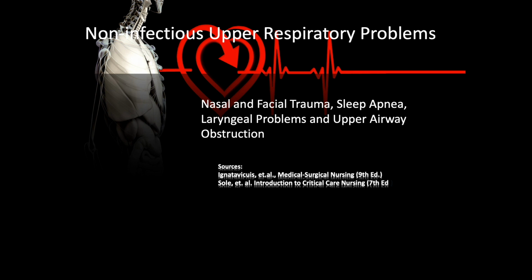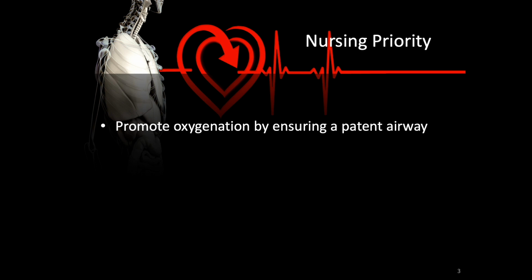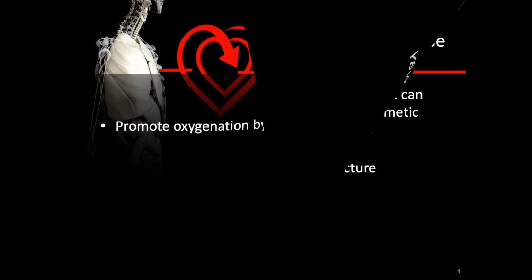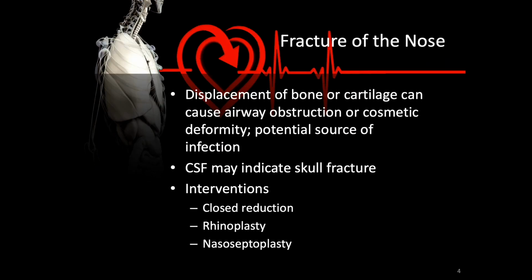Because this section deals with upper airway problems, the priority nursing intervention is always going to be to promote oxygenation by ensuring a patent airway. This is the A of ABC. Many of these conditions or injuries can sound innocuous. However, because they can affect upper airway patency, they can be quite dangerous, including a fractured nose.